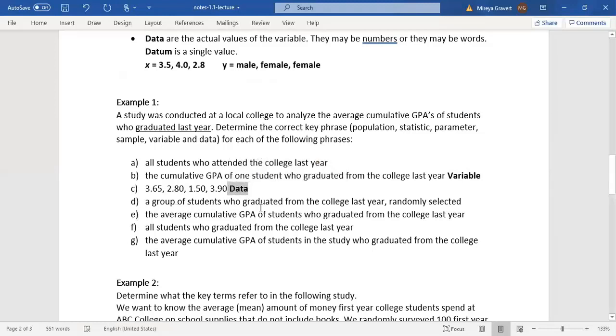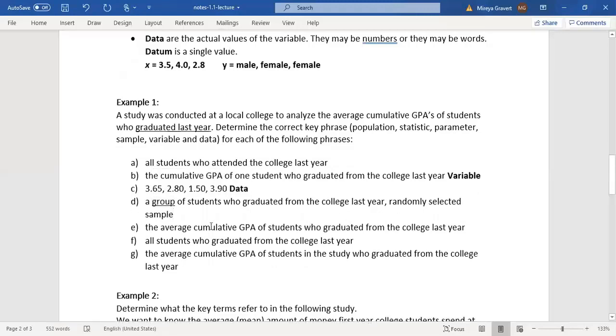A group of students who graduated from the college last year randomly selected. So it's a group. I see that it's a group. So a group is a sample, and it comes from your population. So that's a sample. So I'm going to say sample for that one.